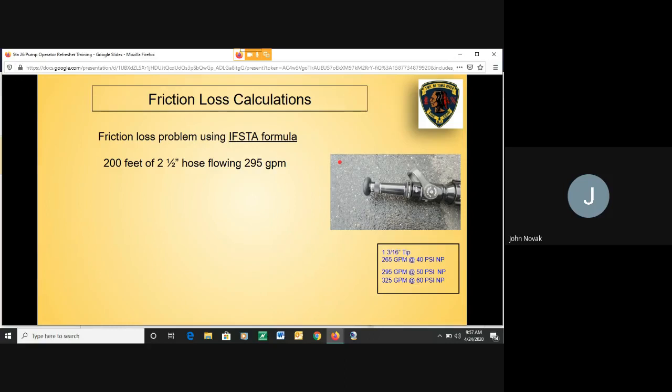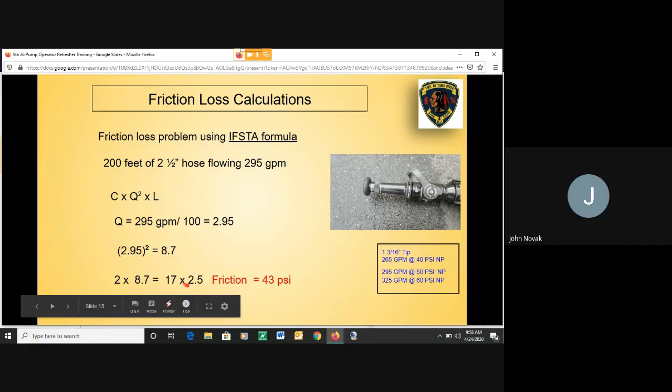All right, going to the 2.5. Again, we can under pump or over pump our inch and three-quarter line. In this case, we're using 200. I should have changed this to 250 feet of 2.5 inch hose using 295. So using the IFSTA formula, and again, I changed the calculation down here to 250 feet. This should have said 250 feet because our pre-connect is 250 feet of 2.5.